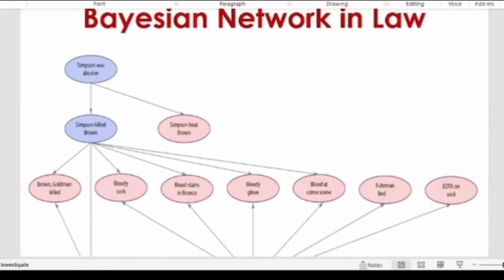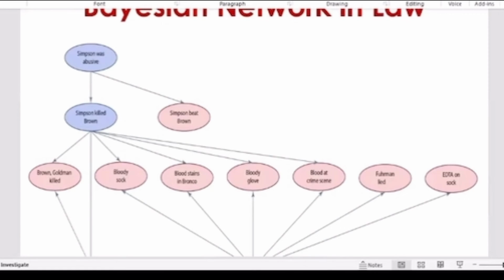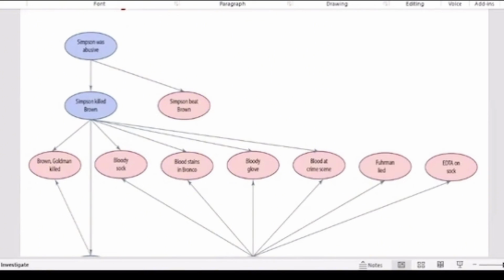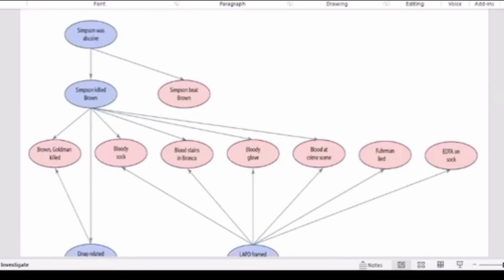Okay, so take a look at that. Now they found a bloody sock in his compound. And what about the bloodstains in the Bronco? He had a car; they saw a bloodstain. Then the gloves, they also saw the bloodstain. Then the blood at the crime scene.